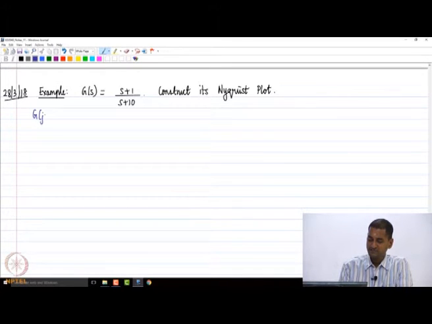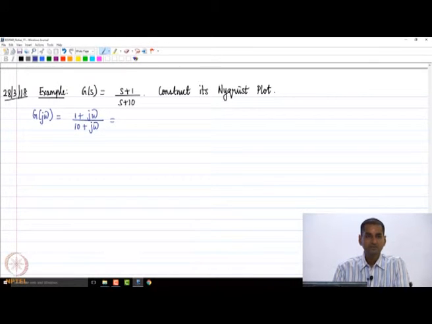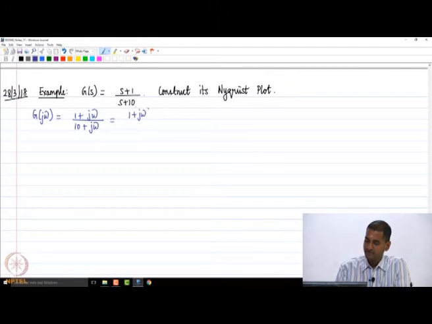Essentially, first we figure out the sinusoidal transfer function. G of j omega is going to be 1 plus j omega divided by 10 plus j omega, right? So that's what I'm going to get. Of course, now what do I do? I just multiply and divide by the conjugate of the denominator factor. So I will get 1 plus j omega multiplying 10 minus j omega, and the denominator will become omega square plus 100.